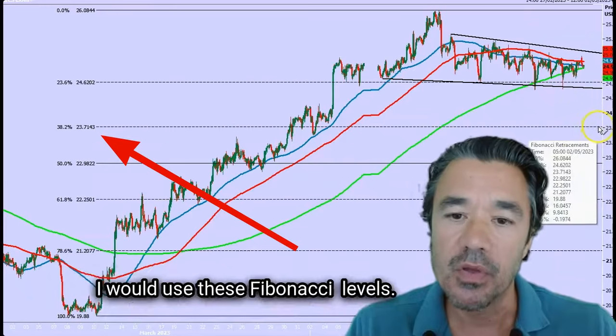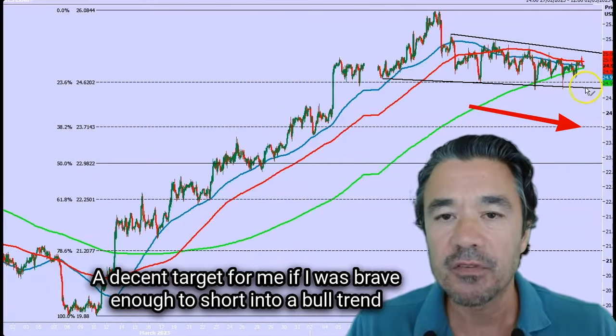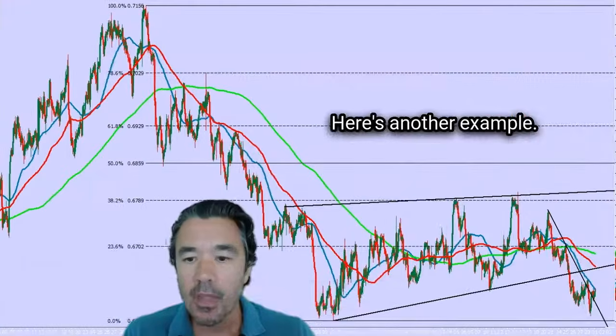This is how I would use these fib levels, a decent target for me if I was brave enough to short into a bull trend on a break below the support level. Here's another example.